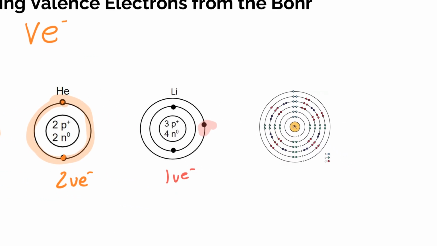And if we're looking all the way over at platinum, if we look at this outermost shell, we see 1, and that is it. So platinum has 1 valence electron as well.